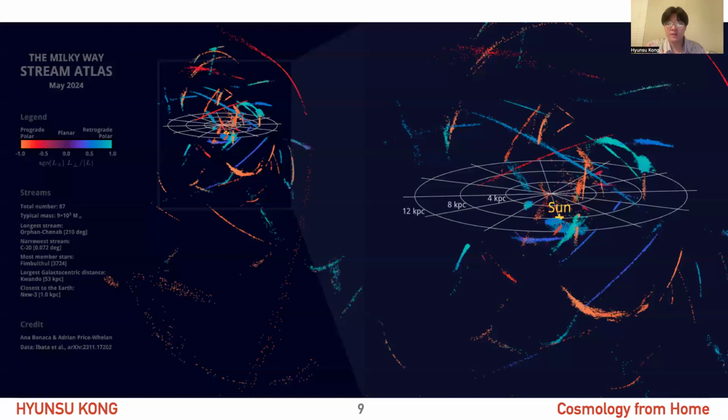And now that Gaia has given us close to 100 observed stellar streams around the Milky Way, studying subhalo stream interactions is becoming a promising avenue to detect dark matter subhalos.